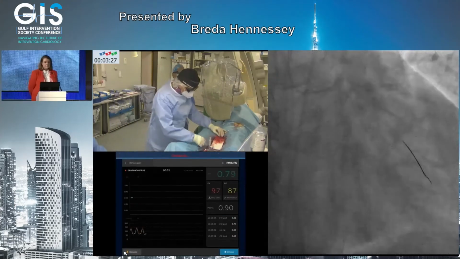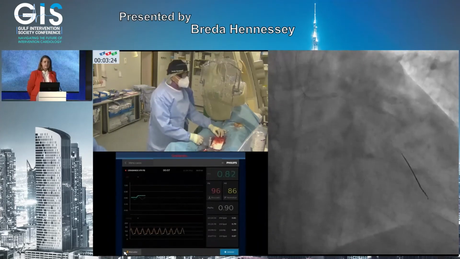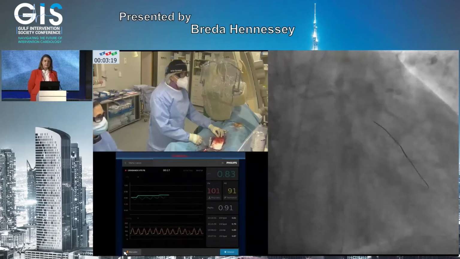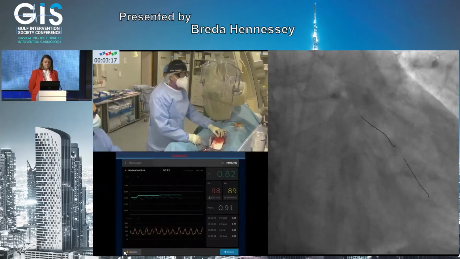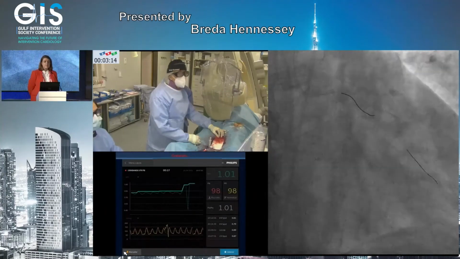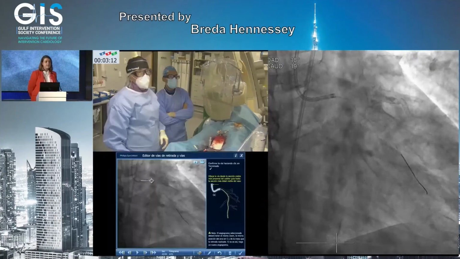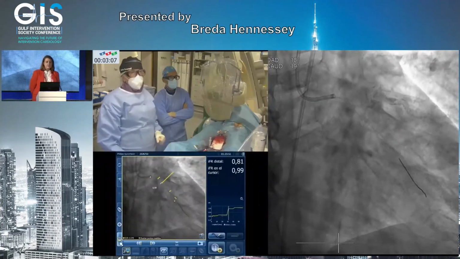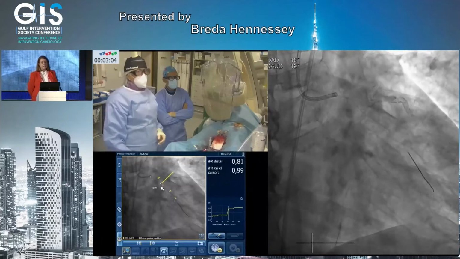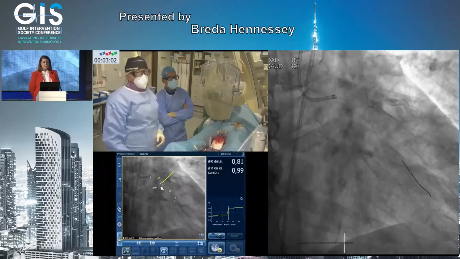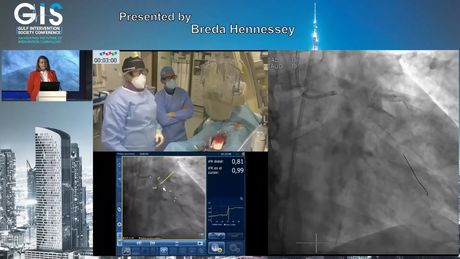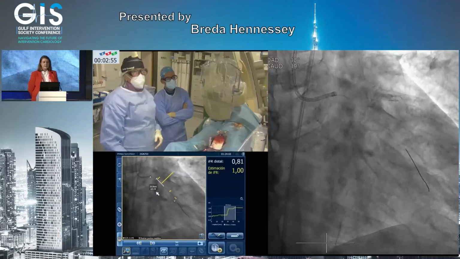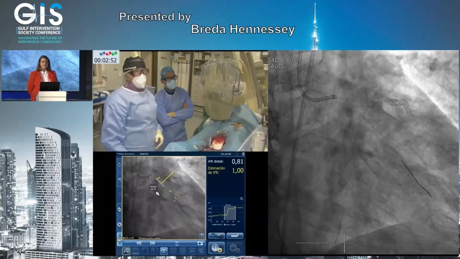So we decided that it was probably safe to go ahead and treat the circumflex, given that we'd only used 5 cc's of contrast. So we obtained an iFR distally of 0.81. And what you notice here is that the pattern of disease is very different to that of the LAD. We've got a very focal area. And you can see here we're just performing a co-registration using the wire rather than an angiogram for co-registration. And what you can see here is that if we treat a very short segment, roughly 20 millimeters, we can expect an iFR at the end of around 1.